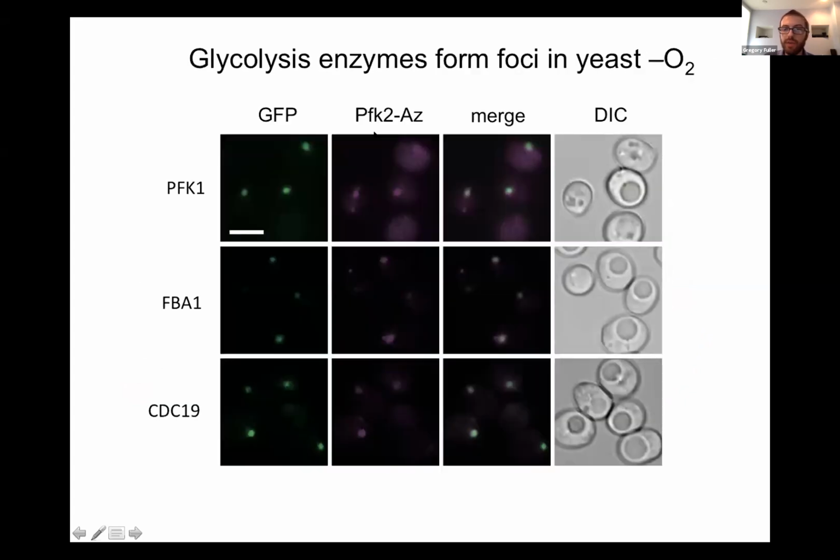Next, we looked at whether or not they co-localize with each other. So we used a PFK2-azurite and looked at localization of PFK1-GFP, FBA1-GFP, and CDC19-GFP, and found that we could detect a perfect overlap with PFK2-azurite and these GFP-tagged glycolysis enzymes, suggesting that all of these enzymes are actually coalescing into singular structures. So we call these glycolytic bodies or G bodies. And the fact that this happened specifically in hypoxic stress was really interesting to us because it suggested a mechanism or a function of this coalescence.